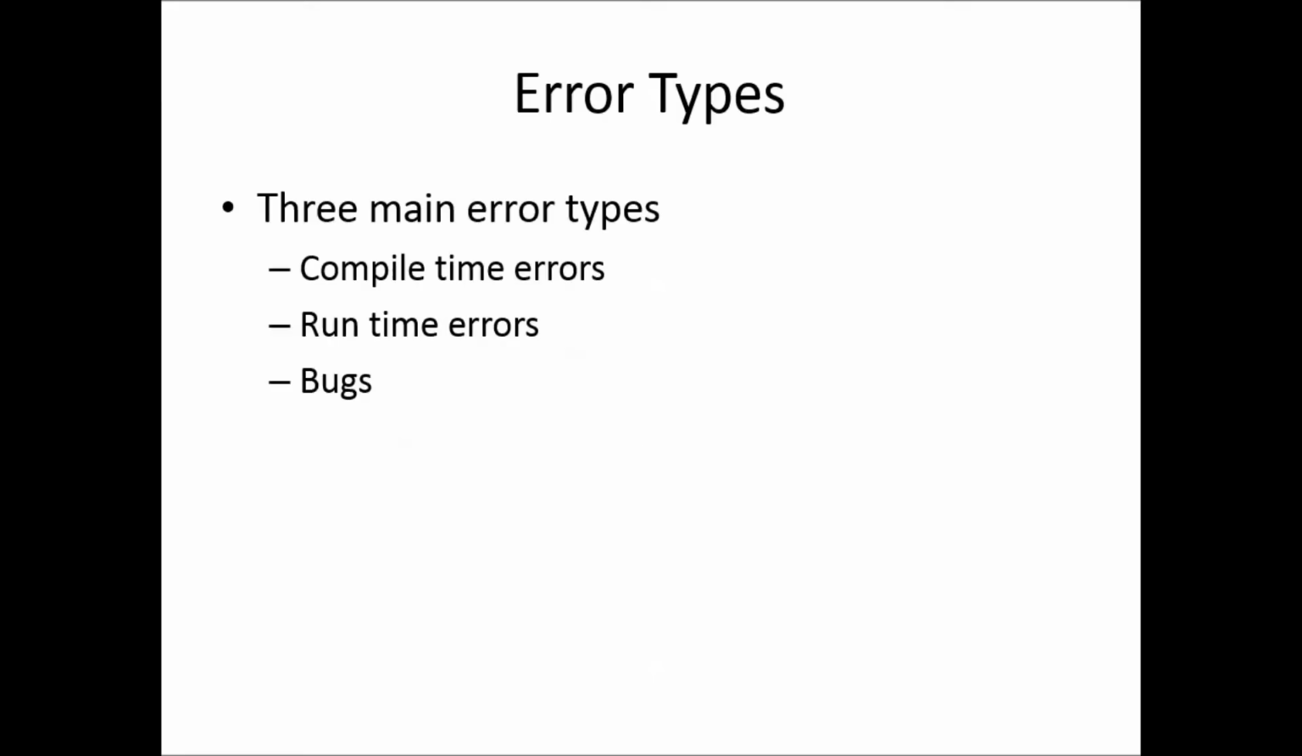So there's three main types of errors that you'll come across when scripting with Unity. These are compile time errors, runtime errors, and bugs. We'll go through each of them in turn.